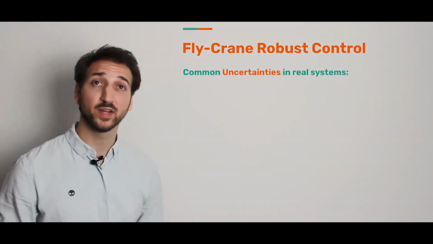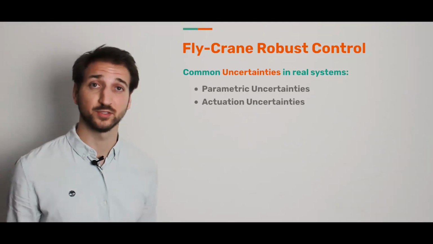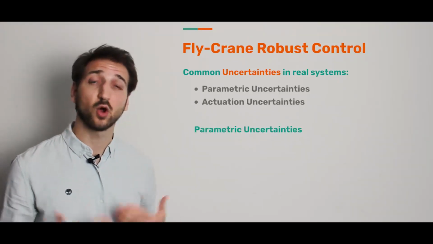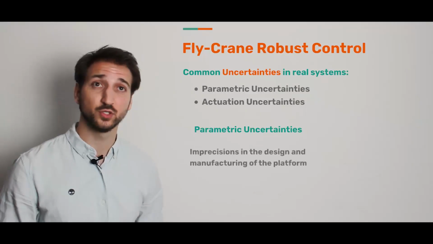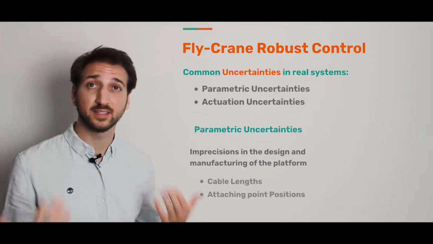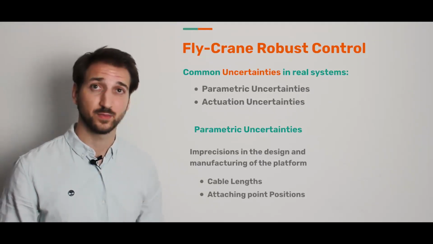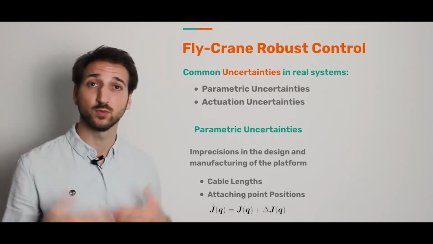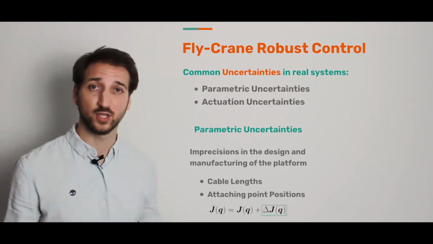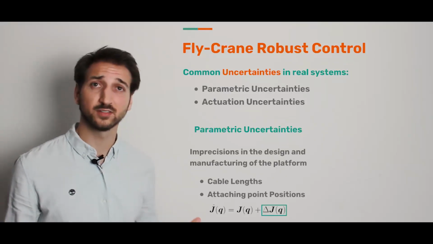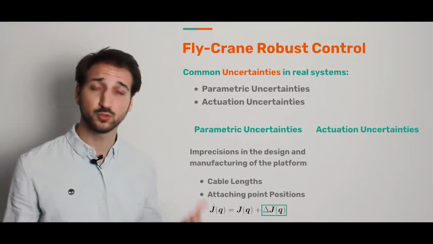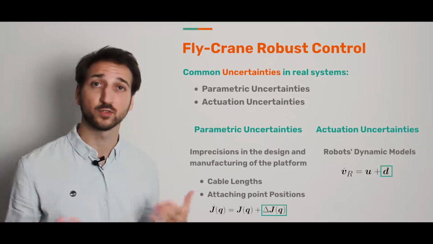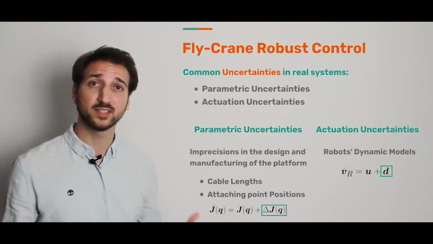Common uncertainties in real systems are parametric and actuation uncertainties. Parametric uncertainties are all those issues related to the imprecision in the design and manufacturing of the platform. The cable lengths and the attaching points were our case studies. They closely affect the Jacobian, which from now on will have the form J hat equal to JQ plus delta JQ. Actuation uncertainties are instead all the dynamical disturbances D that can arise in the robot models. Dealing with all these uncertainties allows us to perform robust control.